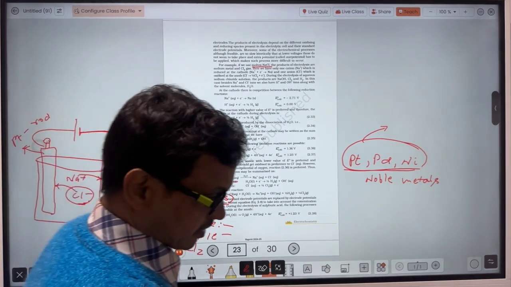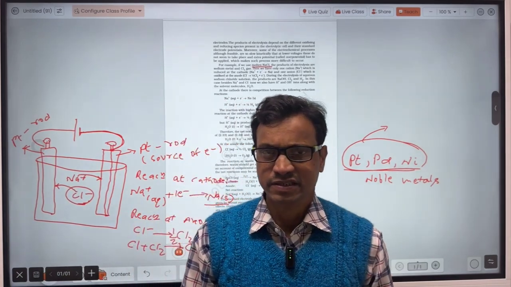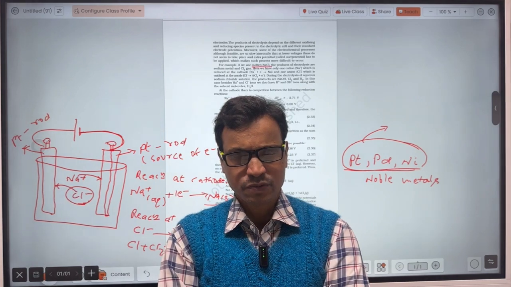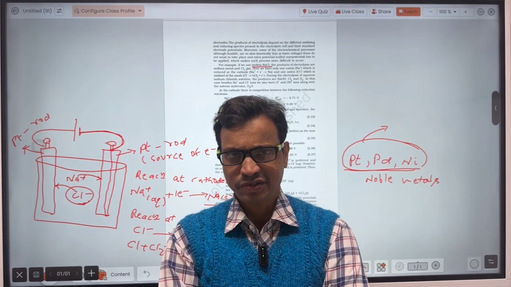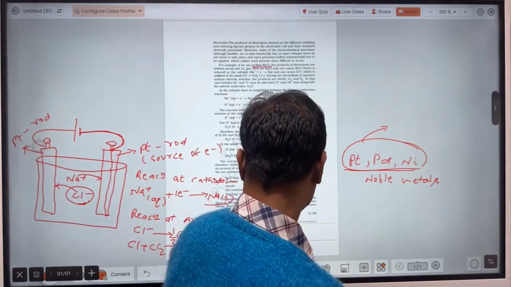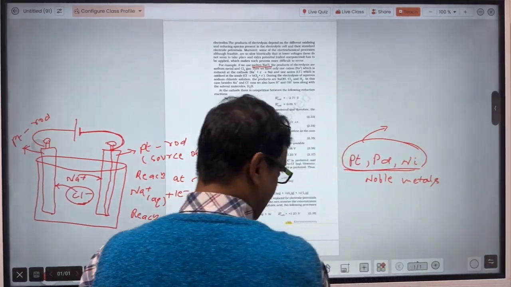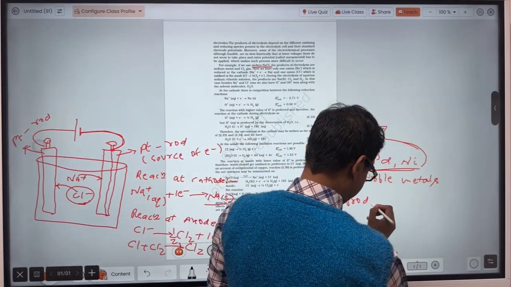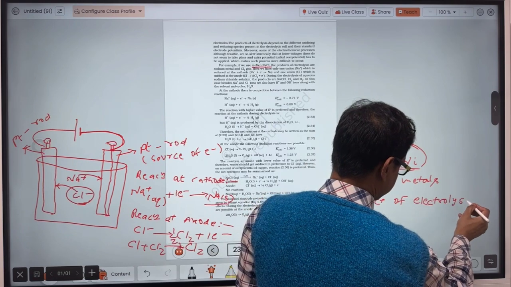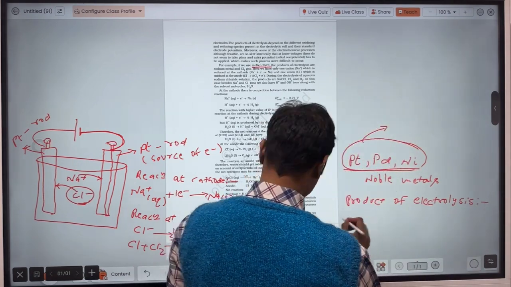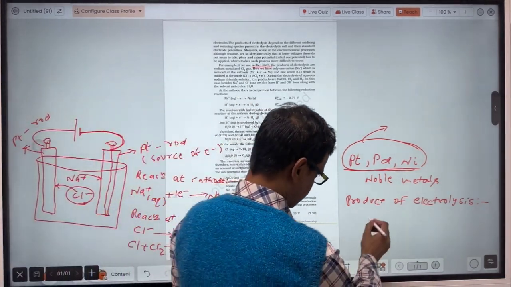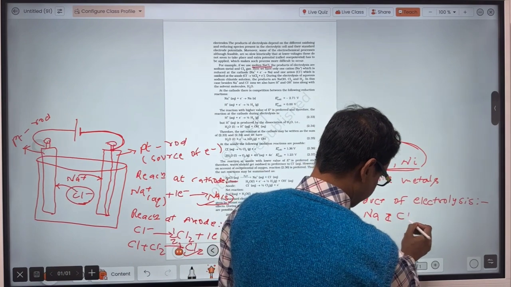In the examination, either the IIT Main or the NEET examination, usually the question asks about the product of electrolysis. So what is the overall reaction here? The product of electrolysis will be sodium and Cl2.